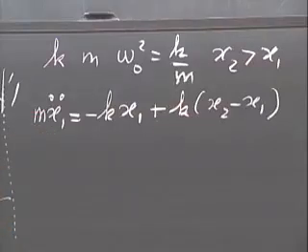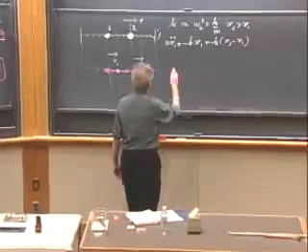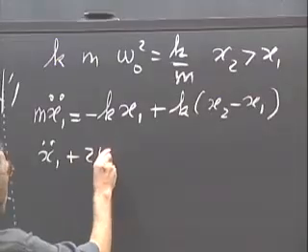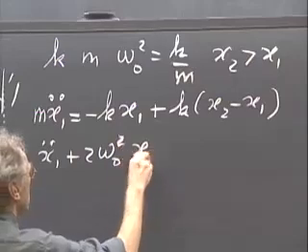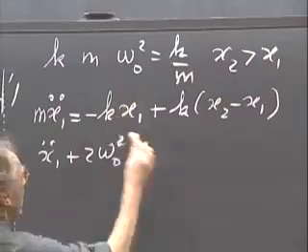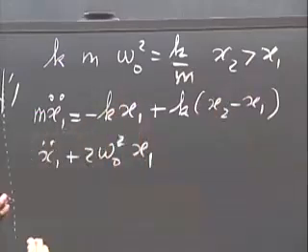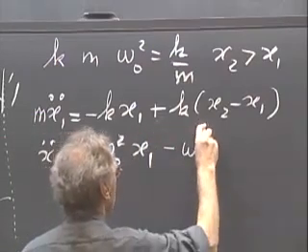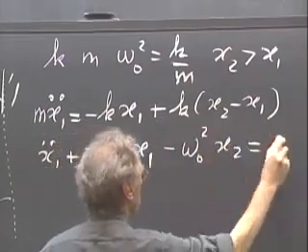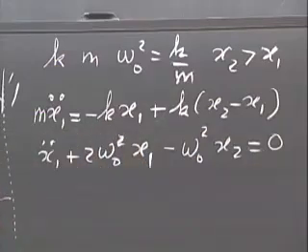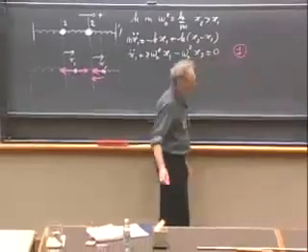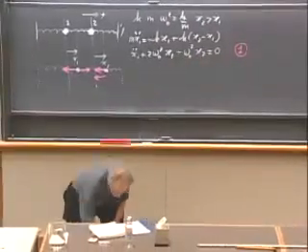I can divide m out now, and then I get that x1 double dot plus 2 omega 0 squared times x1. You notice I have one here and I have one here. They both have a minus sign. And then I have here plus, so that becomes minus omega 0 squared times x2. That is 0. So that is my first differential equation. So I put a 1 here. So now I go to the second one.